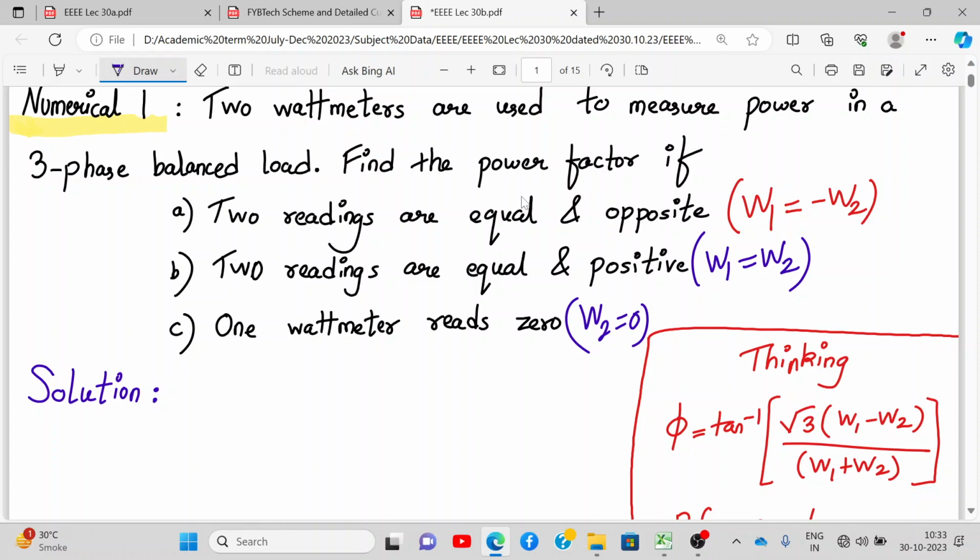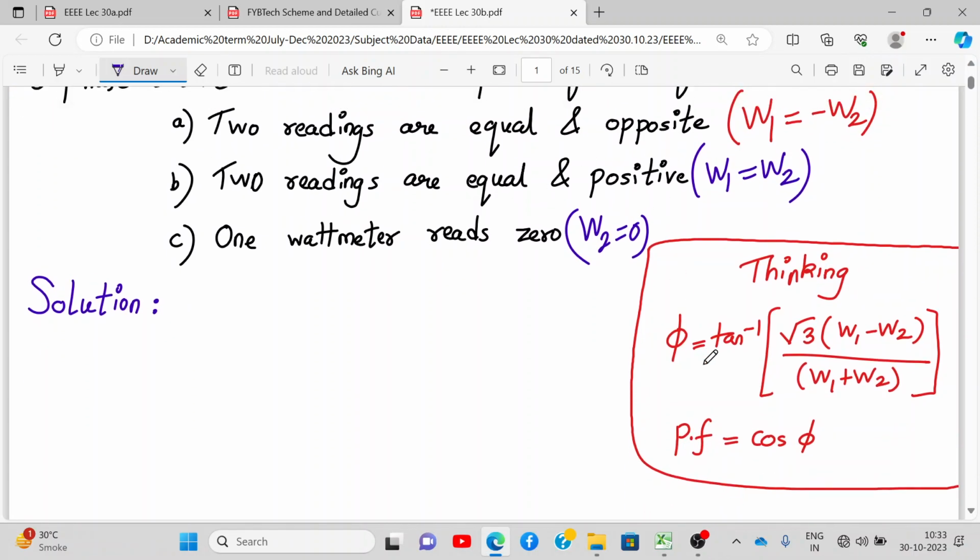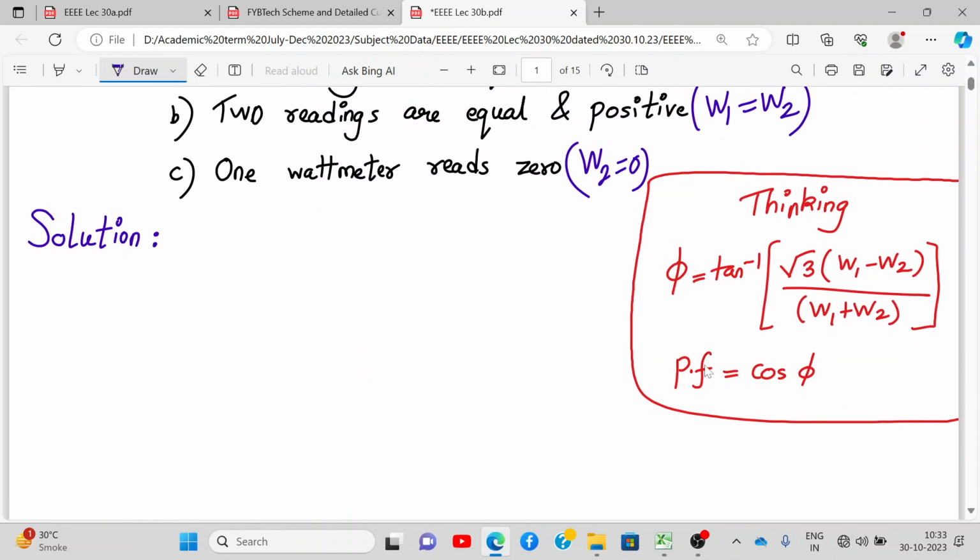So let's start with the first case. What is the thinking process? Only these two formulas are required. Phi will be tan inverse of root 3 times (W1 minus W2) upon (W1 plus W2). Here we are assuming W1 is greater than W2. That's why I have written W1 minus W2. Don't worry about it. So let us start solving.